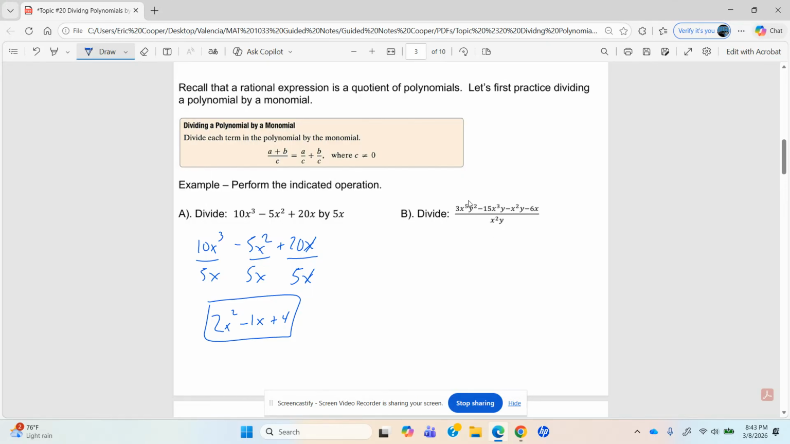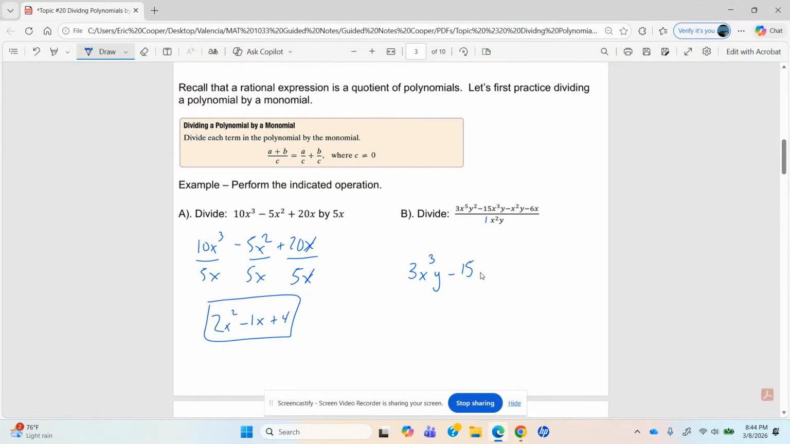Same thing here. We're going to take each of these terms. We're going to take away 2 of the x's, 1 of the y's, and since there's no number here, it's like dividing by 1, so we're going to leave the numbers the same. So 3 divided by 1 is 3. 5 x's take away 2, I have 3 x's. 2 y's take away 1, this term has 1 y. 15 divided by 1 is still 15.